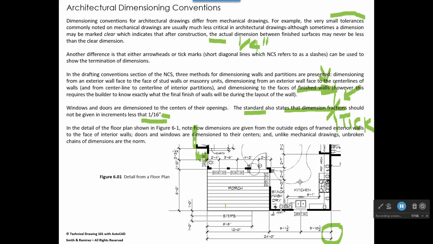So on this one you can see that dimensions are given from the outside edges of frame walls to the centers of things. I've already mentioned that. And unlike mechanical drawings, these chains of dimensions, so we have a dimension here, and then that's added to a dimension here, and added to a dimension here, and then you have an overall. In a mechanical drawing, we'd be worried about the tolerance applied to this, plus or minus the tolerance applied to this, plus or minus the tolerance applied to that, and how that may affect this down here. There's less concern of that for certain in an architectural drawing and in construction.